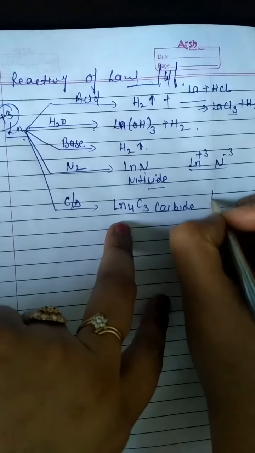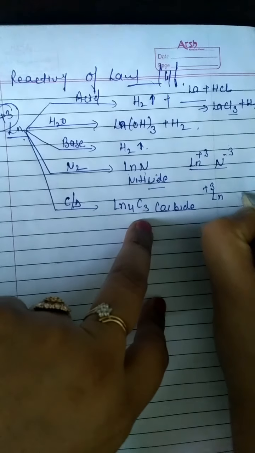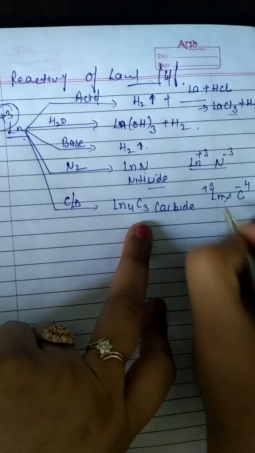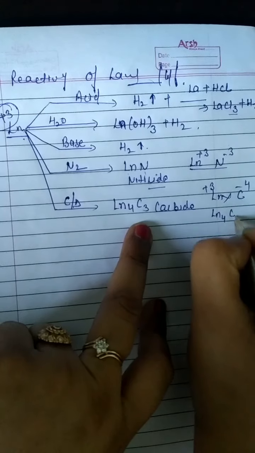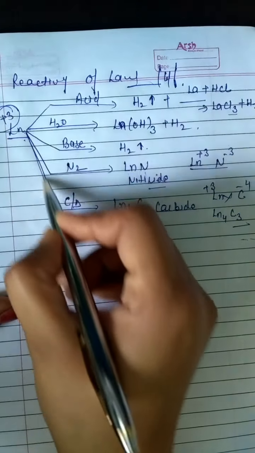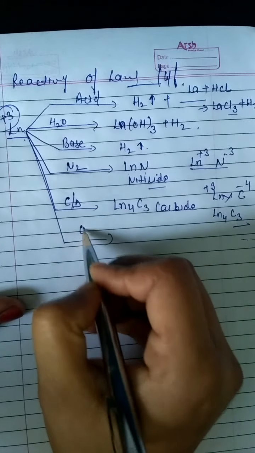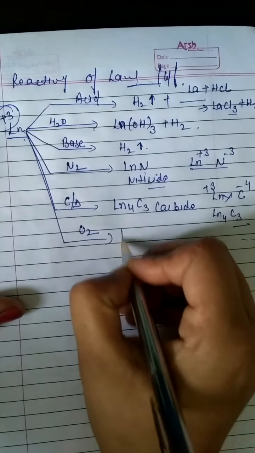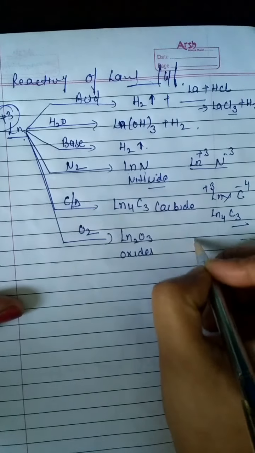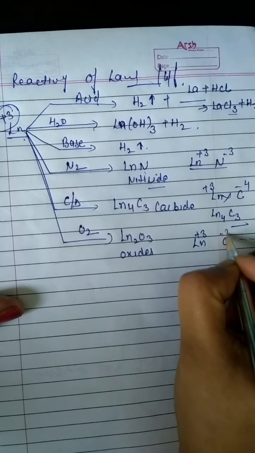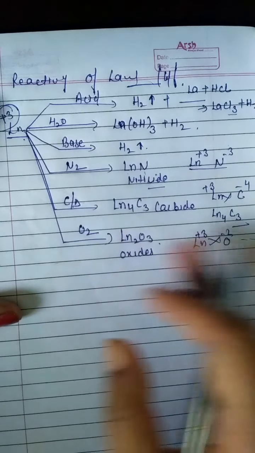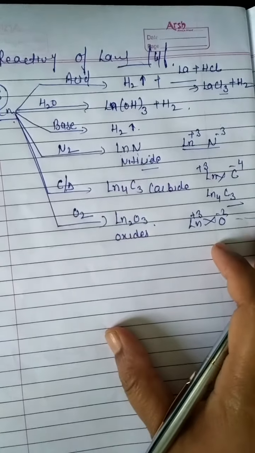How? Lanthanoid has a +3 oxidation state and carbon, being a non-metal, has a -4 oxidation state. Then, crossing them over, it forms Ln4C3 like this. That depends on your metal; I am taking the general example. Next, if they are reactive with oxygen, they form oxides. Ln has +3 oxidation and oxygen has -2, so Ln2O3. Clear? This is about the reactivity of lanthanoids.